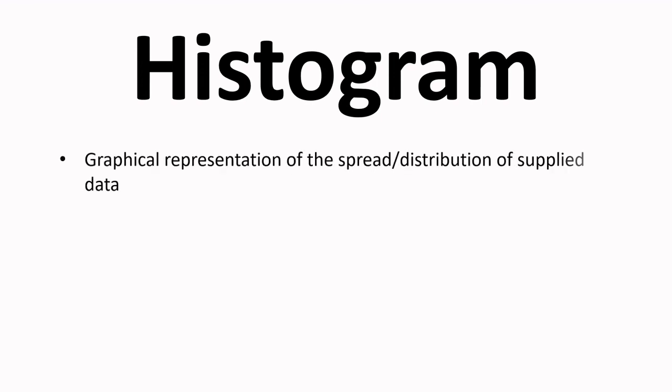Histogram. There are many ways in which this has been defined on the web, but if you read them all and if you summarize them, you can conclude majorly this, which says graphical representation of the spread or distribution of numeric data.